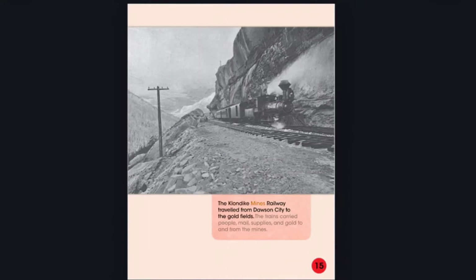The Klondike Mines Railway traveled from Dawson City to the gold fields. The trains carried people, mail, supplies, and gold to and from the mines.